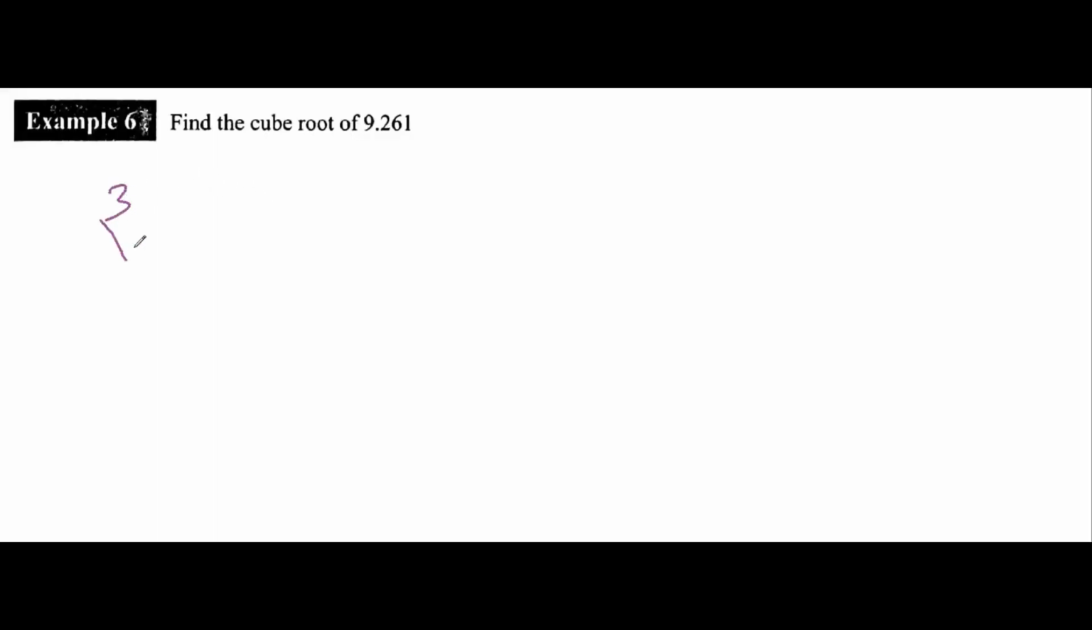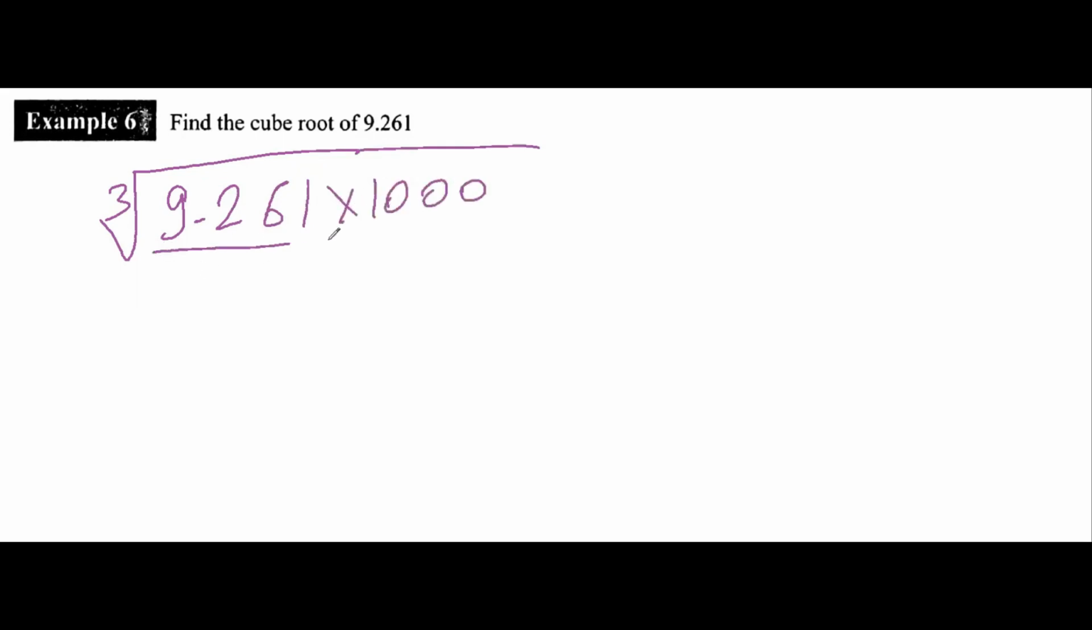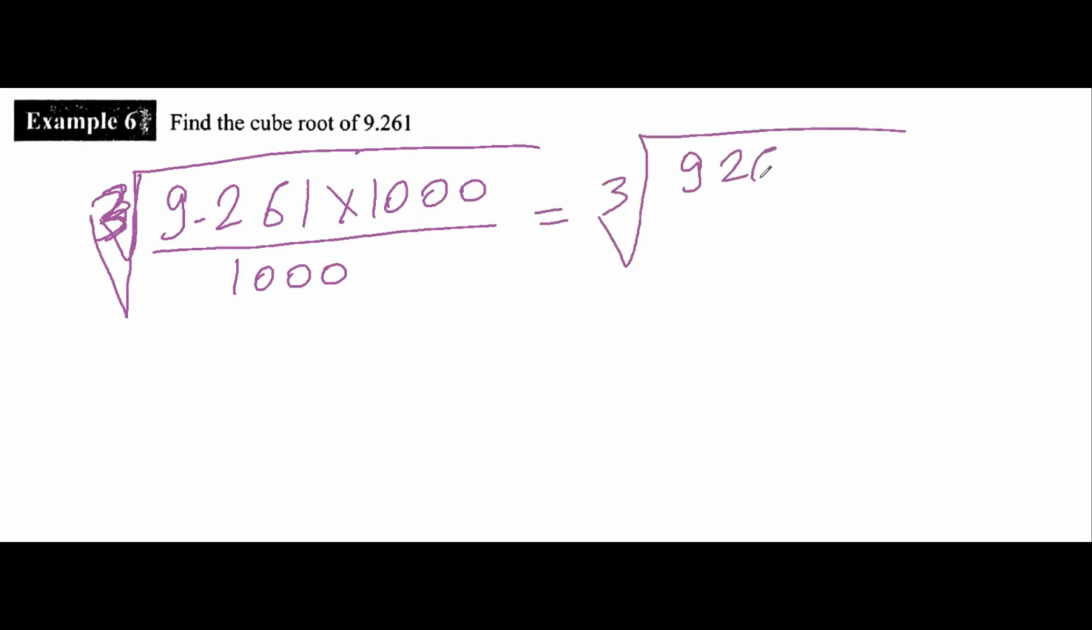Fine. So I need to find the cube root of the number 9.261. This is a decimal number. To convert this decimal number into a whole number, I will multiply by 1000 and divide by 1000, and extend the cube root like this. Then I will get 9261 divided by 1000. You know 1000 I can write as 10 into 10 into 10, so I am getting a triplet group of 10.